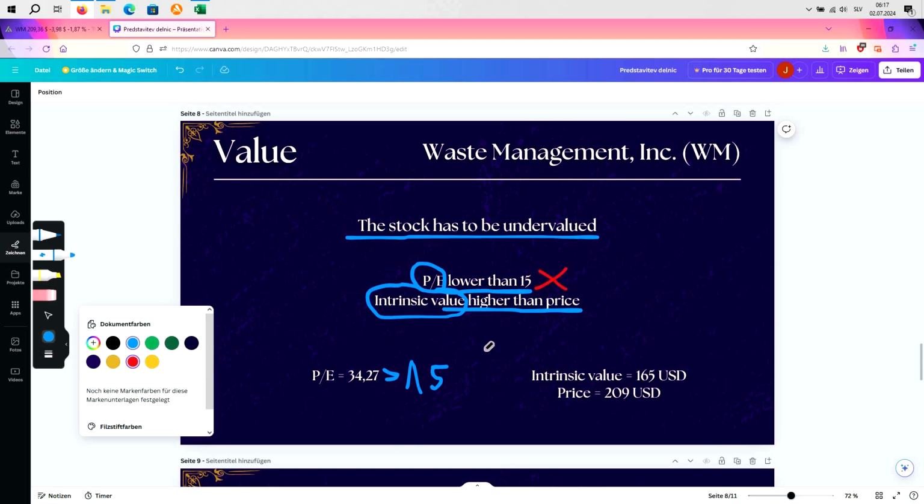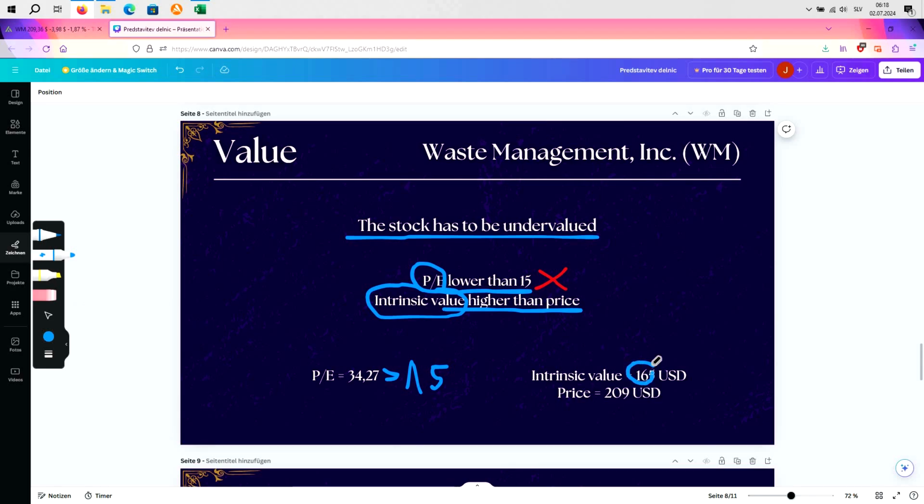So in terms of P/E ratio, bro, Waste Management is a bit overvalued. Now we come to the intrinsic value, and here I want to have your full attention because this is a very important concept, okay? Intrinsic value tells you the price that the company should have at this exact moment based on some calculations from, I don't know, income statement, balance sheet, and cash flow statement, okay? Now, based on those calculations, the fair price that Waste Management should have at this exact moment is $165. But currently, the price is around $209.